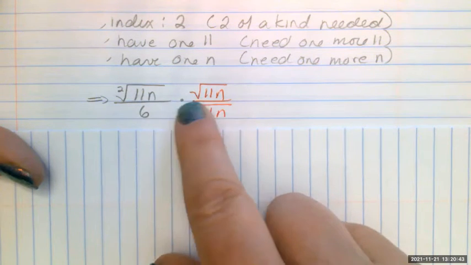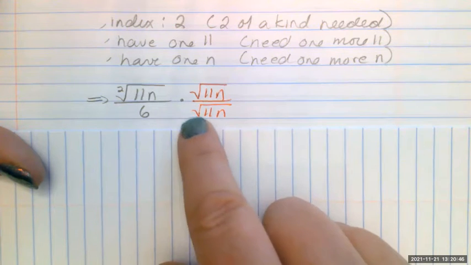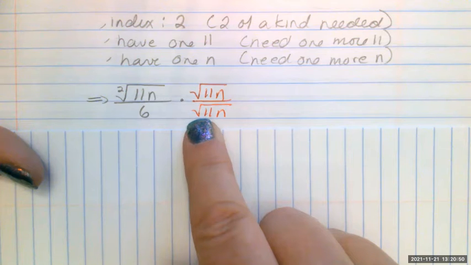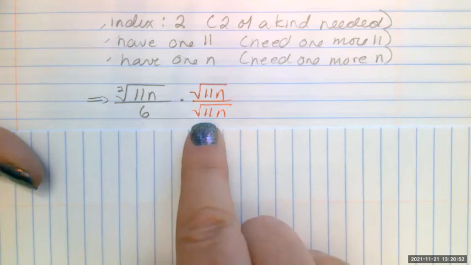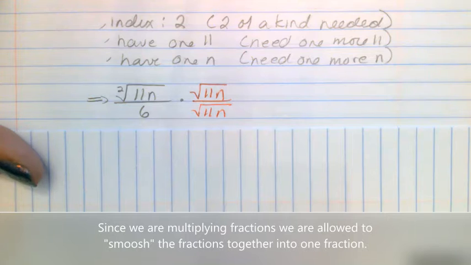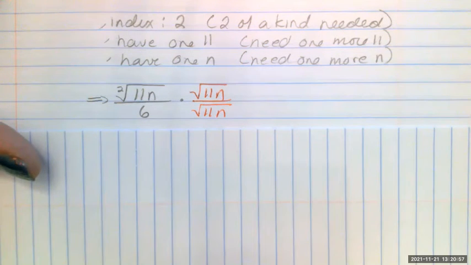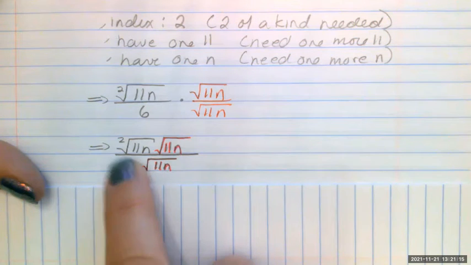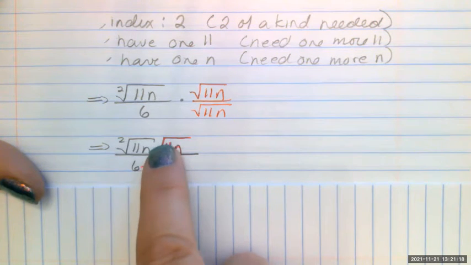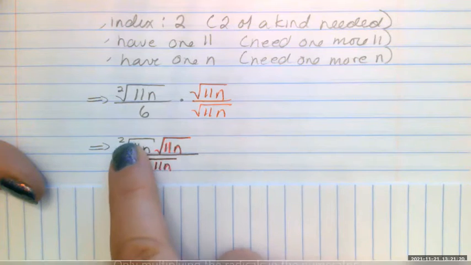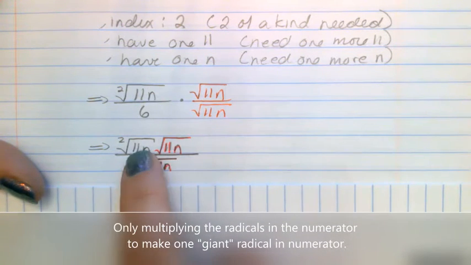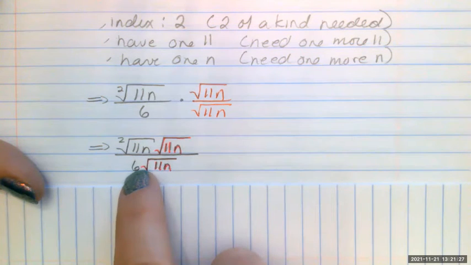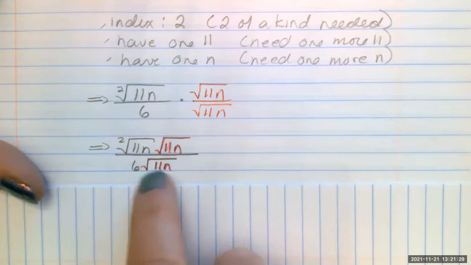I'm going to multiply the same thing, top and bottom, the square root of 11n over the square root of 11n. Since I have 2 fractions, I'm going to turn them into 1 fraction by simply smushing the 2 fractions together. There you go. Since this index is 2 and this index is 2, whether the index is there or not, I am going to smush these 2 to make one giant square root radical. Down below, the 6 is not under the radical, so the denominator is going to remain the same.